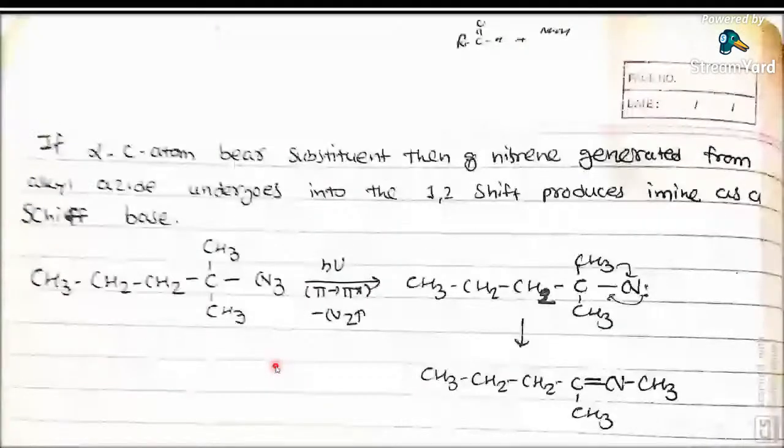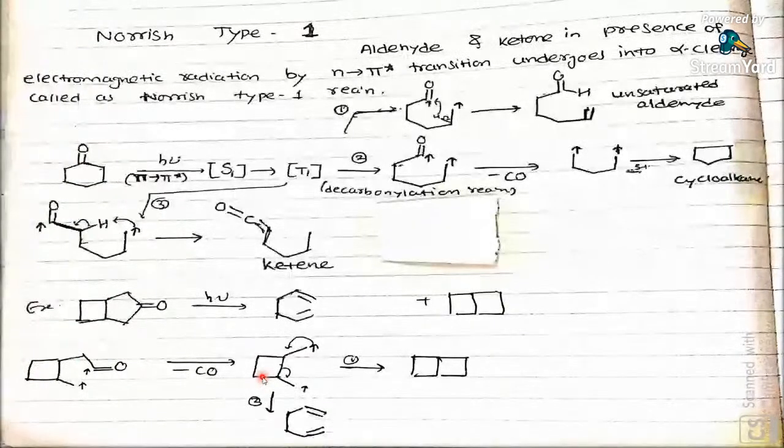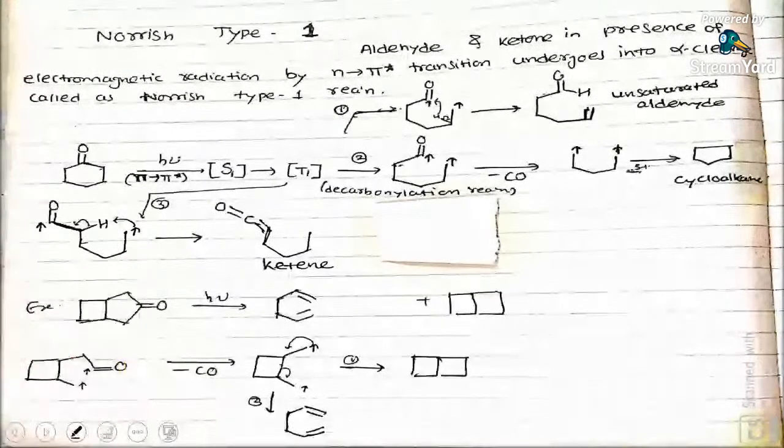So in Norrish type 1, alpha cleavage will be there. The first possibility of alpha cleavage is unsaturated aldehyde. The second possibility of alpha cleavage is cycloalkane formation, and the third possibility is ketone generation. Now the example for that. So just focus on this example. Focus on this example first.